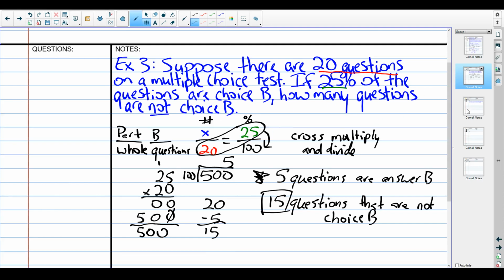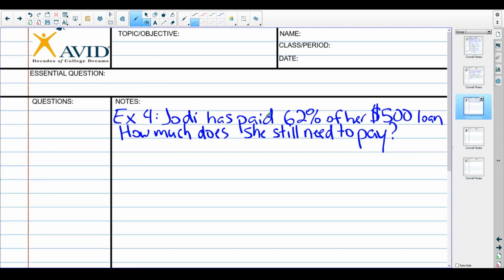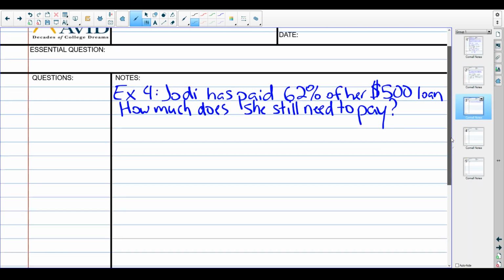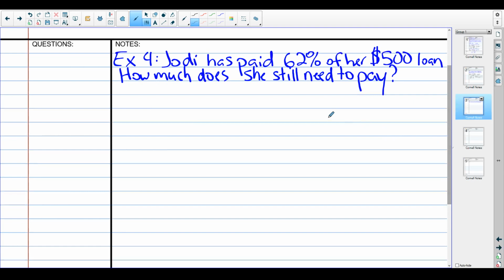Or, it's another way we can look at it, and we'll do that with our last question here. Because this is sort of the same idea. It says Jody's paid 62% of her $500 loan. How much does she still need to pay? What if it was division? What do you mean, what if it was division? So Jody's paying her loan.